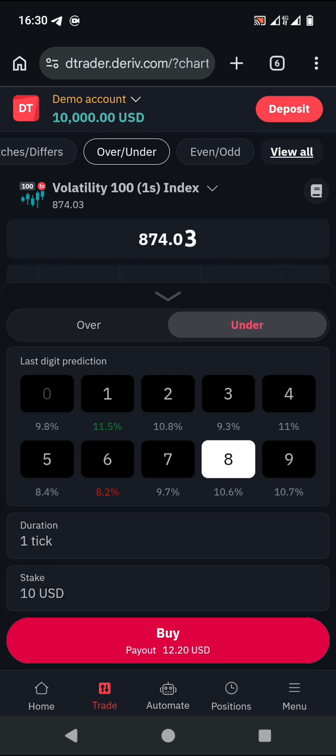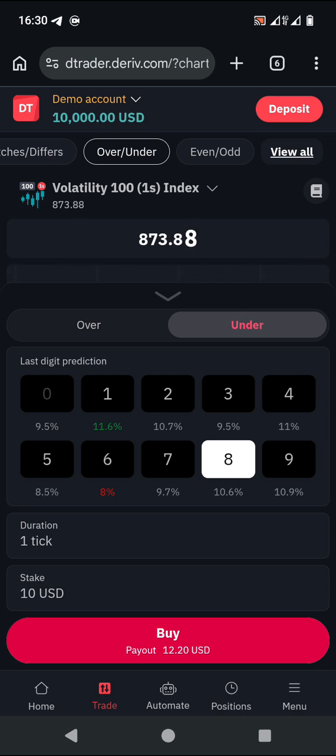Now how do we go about the under 8 strategy? This is how you trade. Another condition that you need to watch: make sure that the green appearing digit is 1 and the red appearing digit is also 1. Then the red appearing digit should not be on digit 9 or 8. Then also the green appearing digit should not be on digit 8 or 9. Rather, it will be best if it is between digit 0 and digit 4.